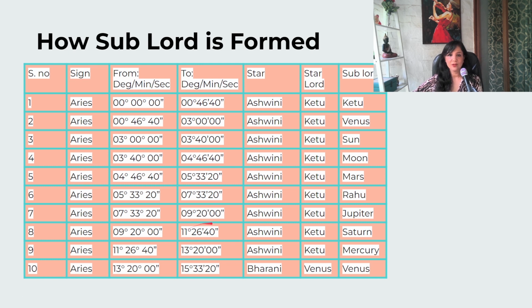Like here, the star is Ashwini, Ketu nakshatra. So the first sub will be of Ketu only. Then comes Venus, Sun, Moon, Mars, Rahu, Jupiter, Saturn, Mercury. Then Bharani nakshatra will start, and the first star will be Venus. Bharani nakshatra, star lord is Venus. The first sublord will be of Venus only. So this way, 27 nakshatras are divided into 9 parts.